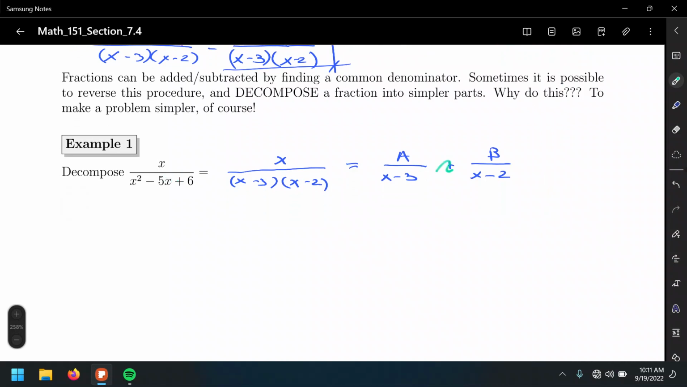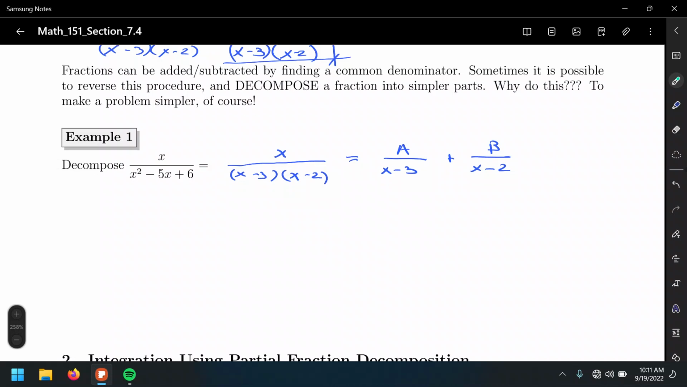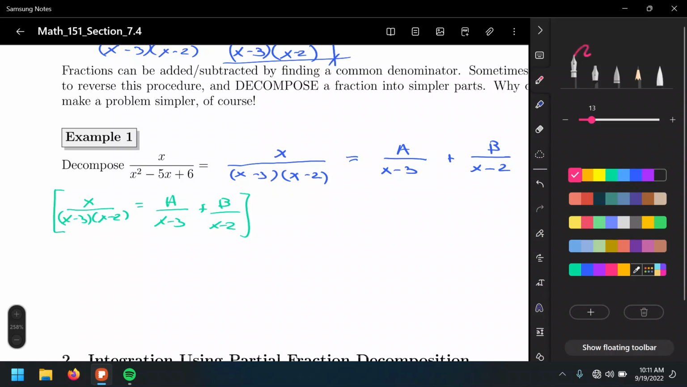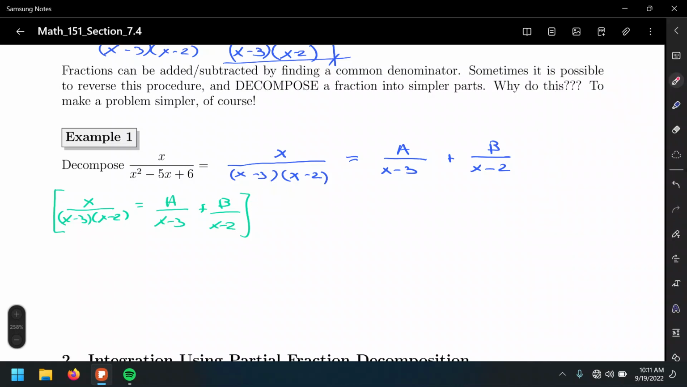Notice in this case we're following a sequence of steps, but I'm going to create an equation with the last couple of steps. I'm going to use a different color so you can see the difference. So x over x minus 3, x minus 2 equals a over x minus 3 plus b over x minus 2. Well, we need to simplify this equation. By simplifying the equation, we mean to get rid of all the denominators. And we do that by multiplying both sides by the least common denominator.